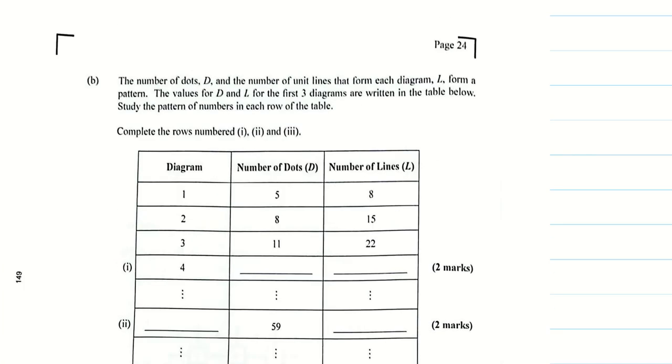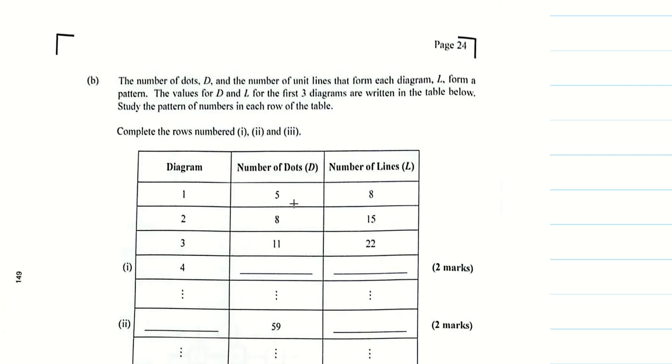Okay, let's go to the next one, which is the chart that is given to you. The number of dots D and the number of lines of unit length L from each diagram forms a pattern. The values of D and L for the first three diagrams are written in the table below. Study the pattern of numbers in each row of the table. So first off, we are going to use the formula.